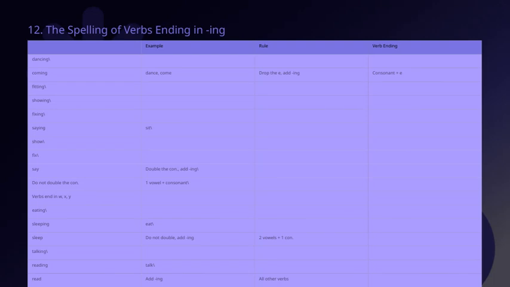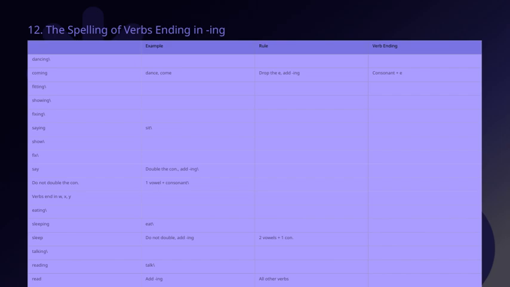Now let's take a closer look at how we spell verbs ending in ing. As you can see in the table, there are some common rules to remember. For example, when a verb ends in a consonant plus e, like dance or come, we drop the e and add ing. So dance becomes dancing, and come becomes coming. Another important rule applies when the verb has a consonant preceded by a single vowel, like sit, show, or fix. In these cases, we double the final consonant before adding ing, making sit into sitting, show into showing, and fix into fixing.